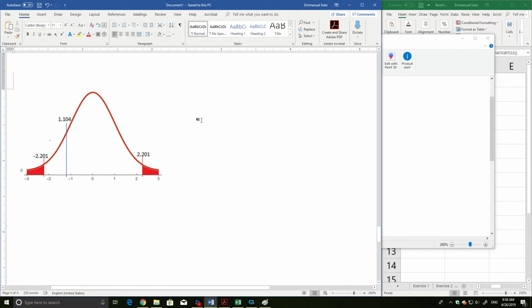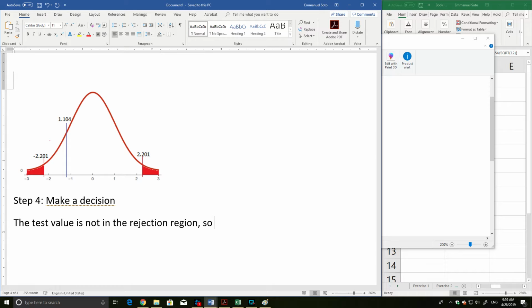So now step 4. Step 4 in the process is to make a decision. Now I already mentioned that we can already make a decision here because we know that it's not in the critical region, right? So the test value is not in the rejection region, so we fail to reject the null hypothesis.